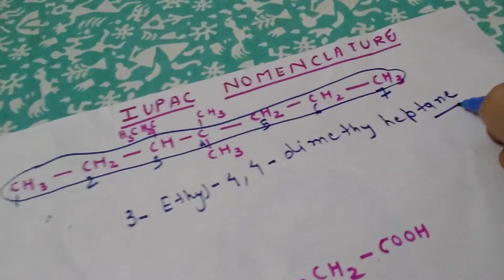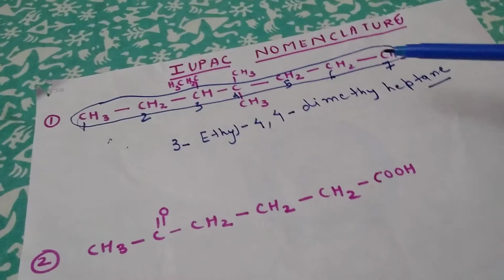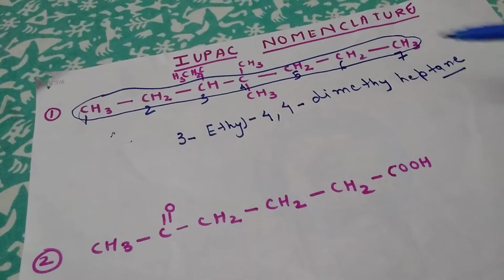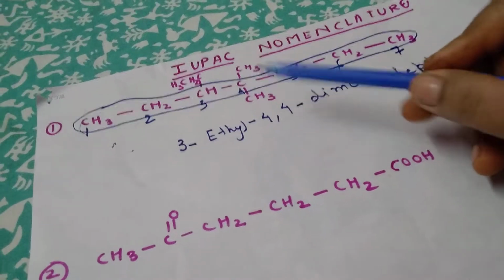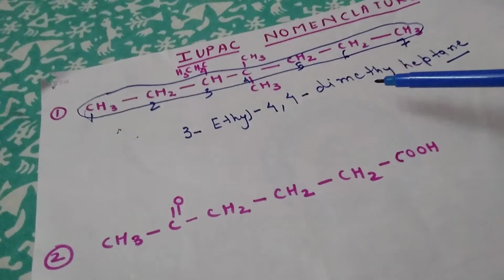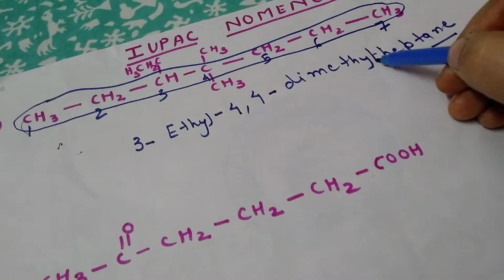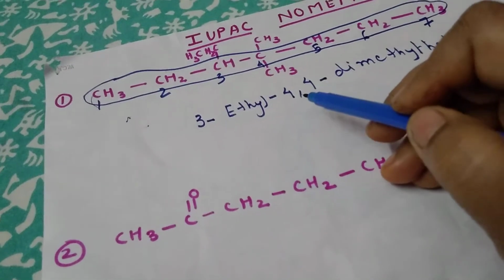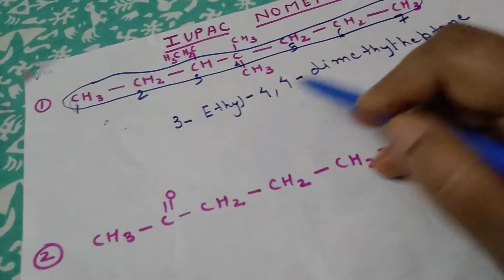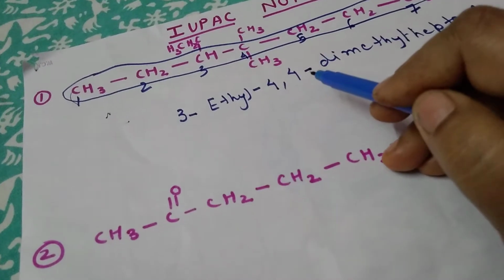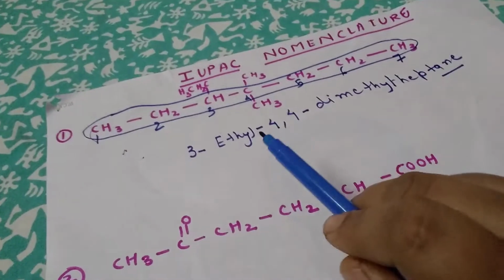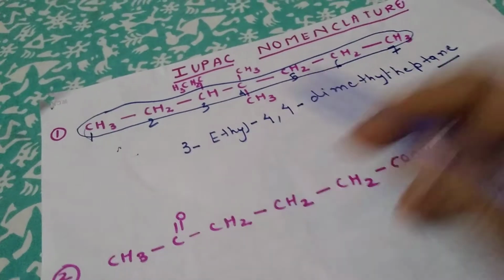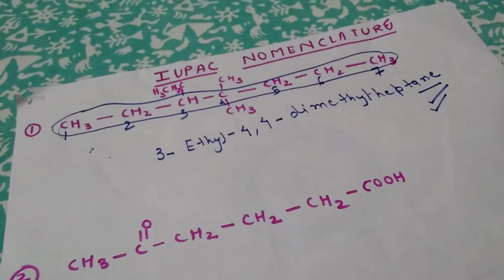It ends with ane because it is a saturated hydrocarbon. Only single bonds are there. For a double bond, ene; for a triple bond, yne, like this. At the 4 position 2 methyl groups are there, that's why I have written dimethyl. Between two numbers you will write a comma, but between a number and a name word you will use a hyphen. So this is your IUPAC name. The IUPAC name follows alphabetical order. E will come first, that's why ethyl comes first in the name. So its IUPAC naming is like this.